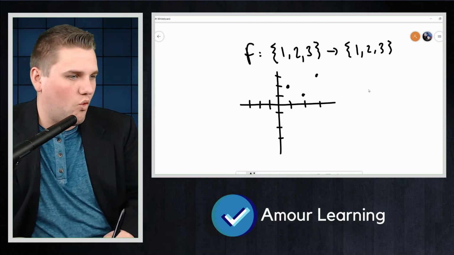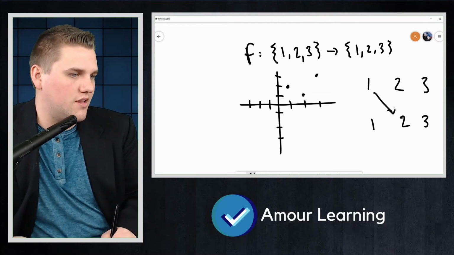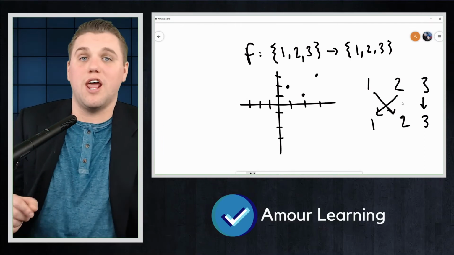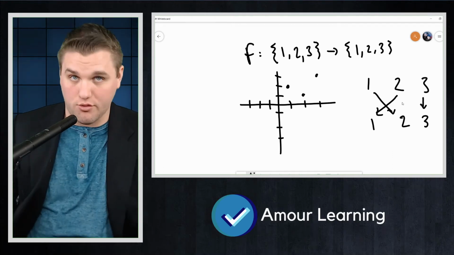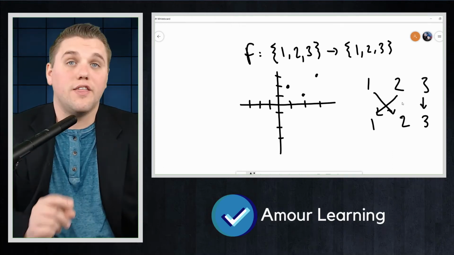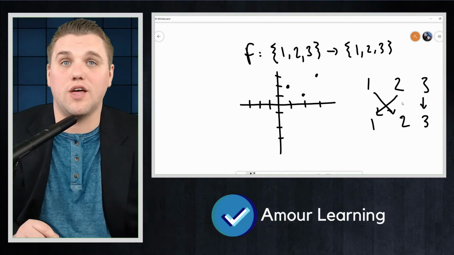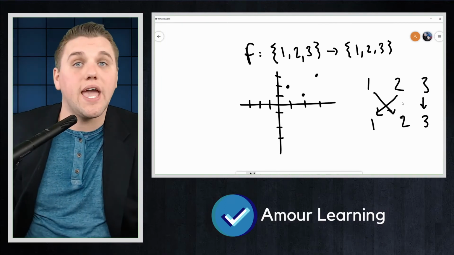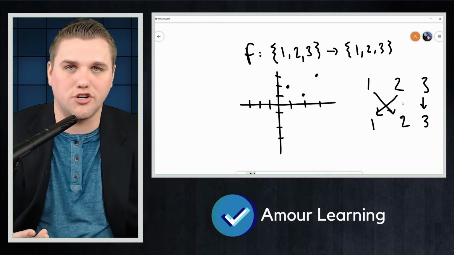We might have 1, 2, 3. There's our domain. Here's our codomain. And we might represent this function with arrows. 1 goes to 2, 2 goes to 1, and 3 goes to 3. This shows that the function f sends 1 to 2, 2 to 1, and 3 to 3. Just follow the arrows. The arrow diagram used to define the function here can be very helpful in visualizing functions. We will often be working with functions with finite domains, so this kind of picture is often more useful than a traditional graph of a function.